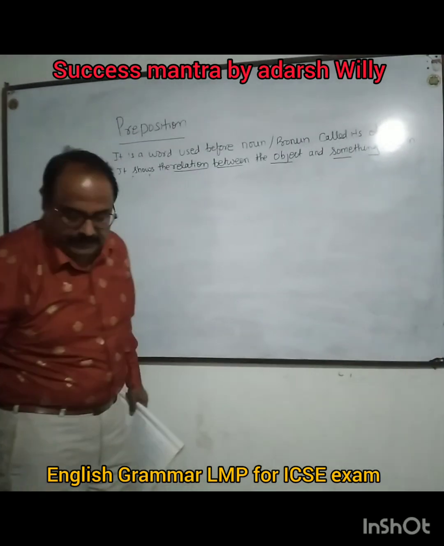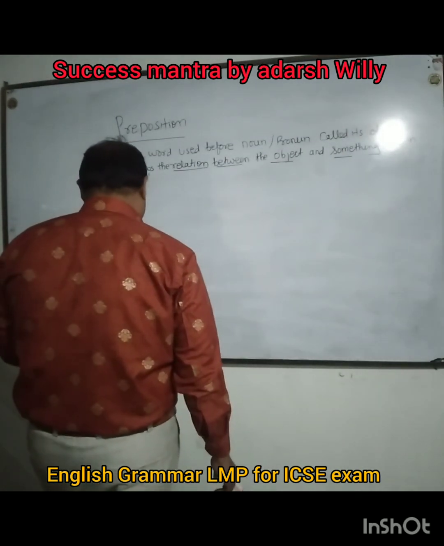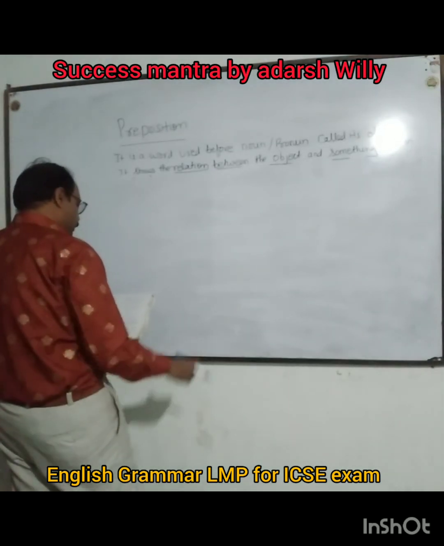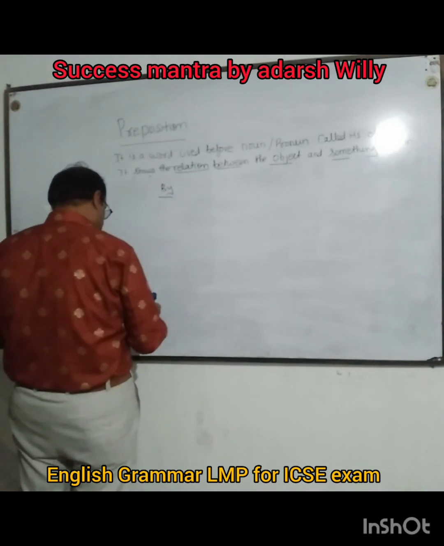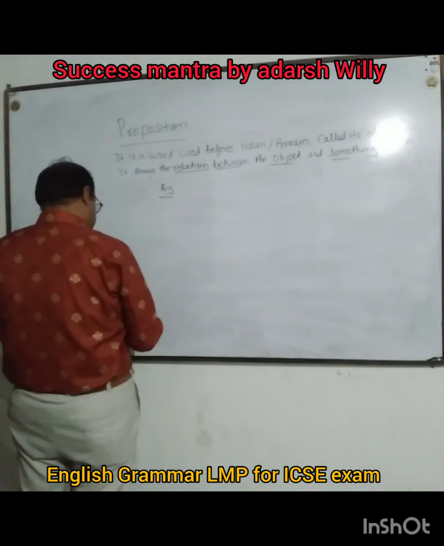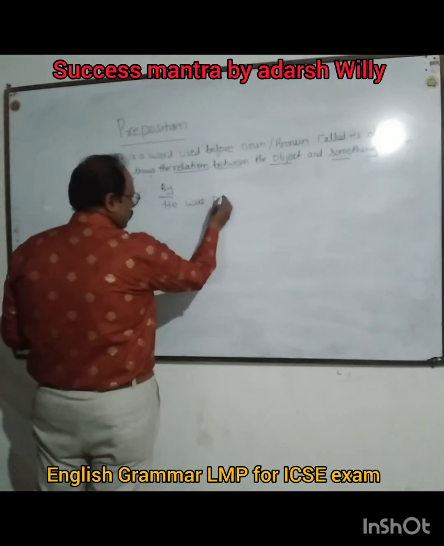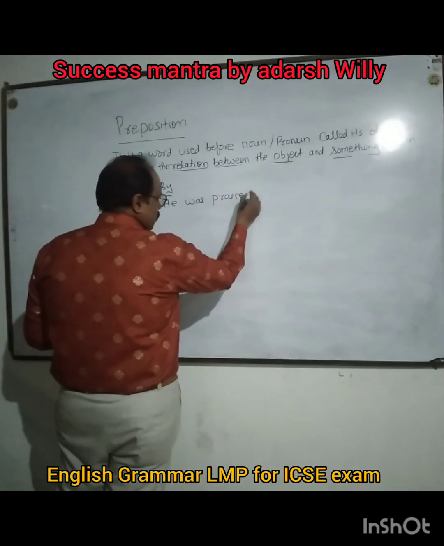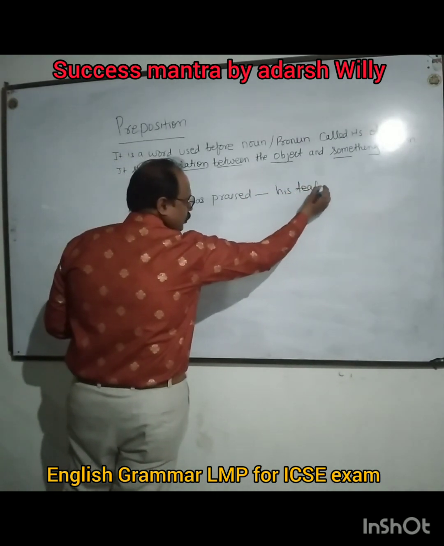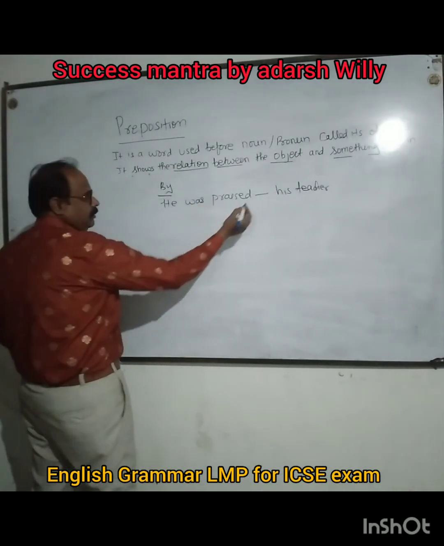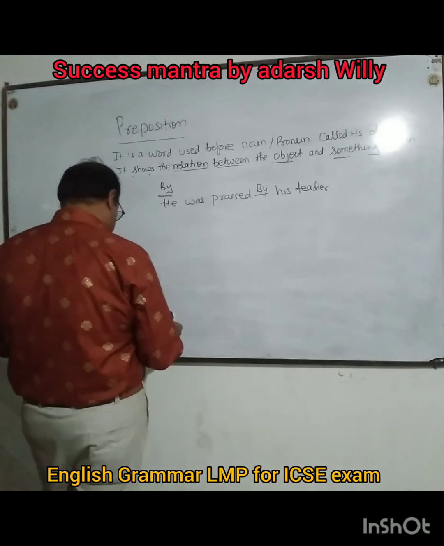Okay. So let's see the first one. Here the preposition is "by". See? He was praised dash his teacher. As you can see over here, what will come here? By. Okay. Praised by his teacher.